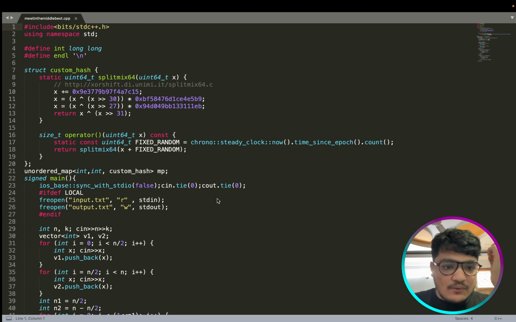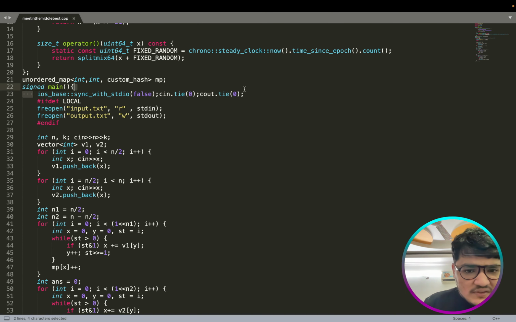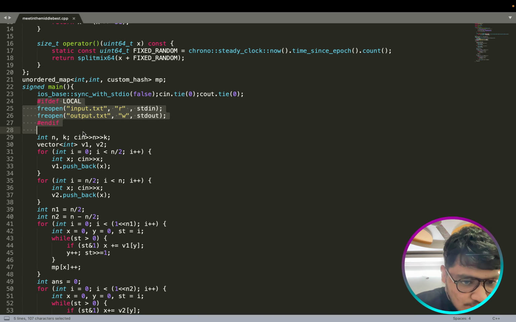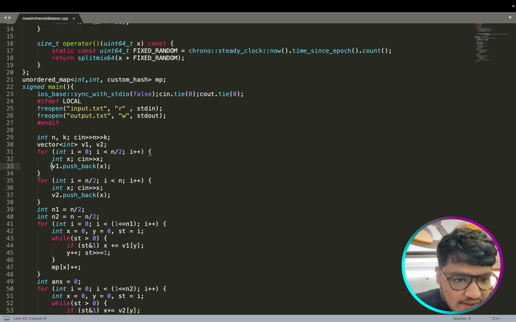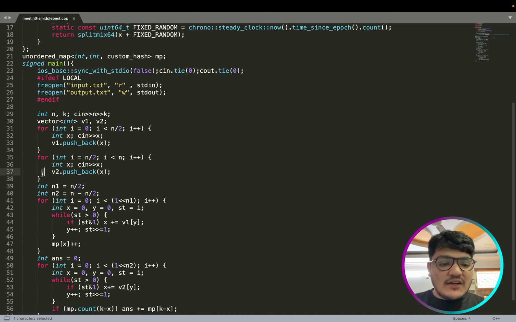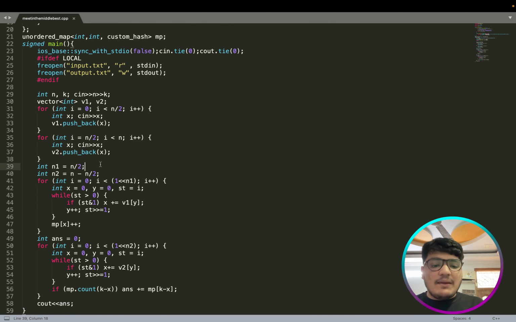Now let me show you this code. This is for fast IO, for reading and writing, you could ignore it. I created this first vector by taking the contribution of n by 2 elements, then I am creating another vector by taking the contribution of the rest of the elements, as I explained. So my n1 would be n by 2 and n2 would be n minus n by 2.